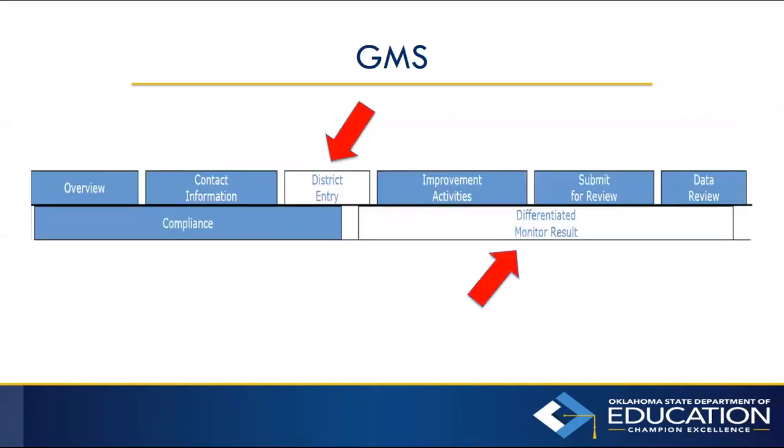So the bulk of what you're going to do in GMS is under the district entry tab. And here you see that it breaks down to 2 tabs. So you have the compliance and you have the DMR, or differentiated monitoring results tab. Today we're going to focus under the DMR tab. Friday we'll talk about the compliance tab here. So if you're here for tomorrow, on Friday, then that's the section that we'll go to on that. So you will click district entry and then your differentiated monitoring tab.